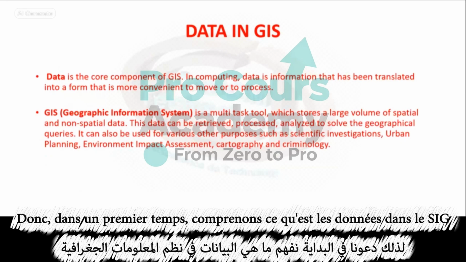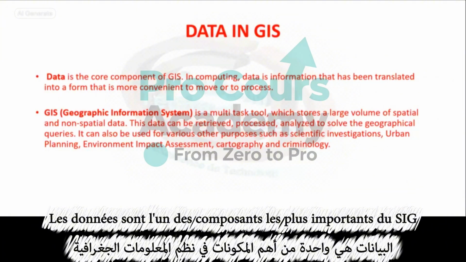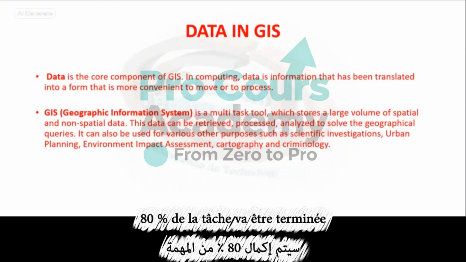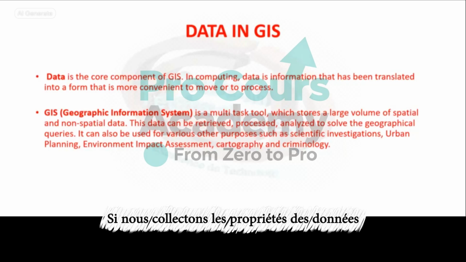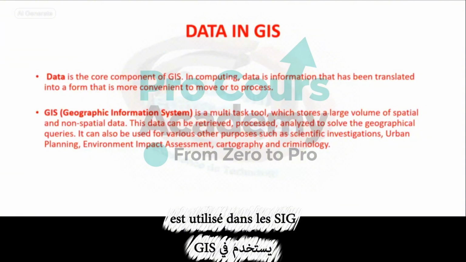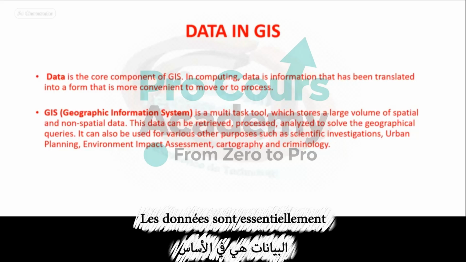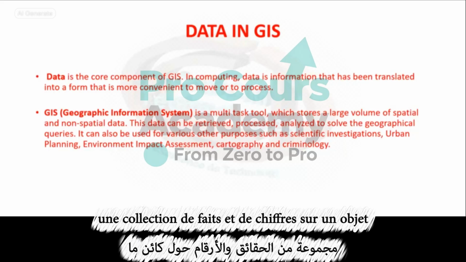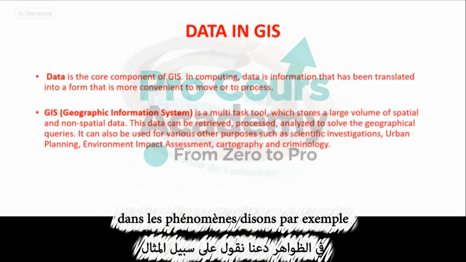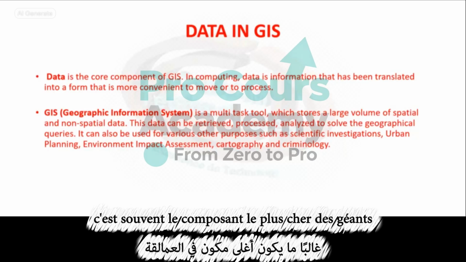So at first let us understand what is data in GIS. Data is one of the most important components in GIS, where we can say 80% of the task is going to be completed if we collect the data properly. So you need to understand which type of data is used in GIS and which type of data needs to be collected. Data is basically a collection of facts and figures about an object or phenomena, for example, the latitude and longitude of your house. It is often the most expensive component in GIS.